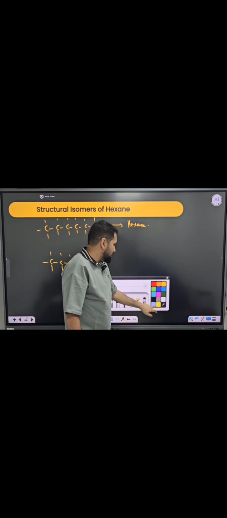This is one. Second one, I'll put 5 in the main chain: 1, 2, 3, 4, 5. And 1 carbon I will put here. Rest hydrogens are there. Now I have to name this compound. How exactly will I be naming this compound? Look here. How many carbons are in the main chain? 1, 2, 3, 4, 5. 5 means pentane.